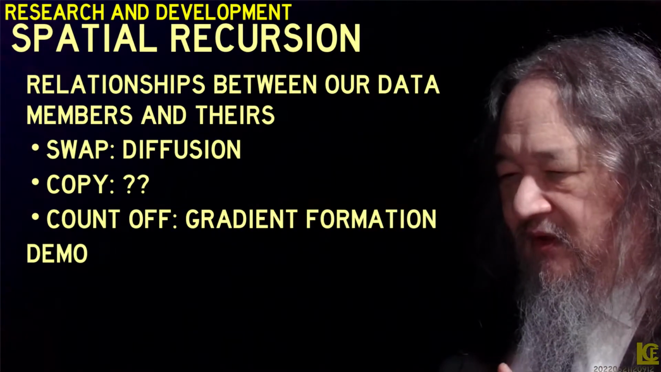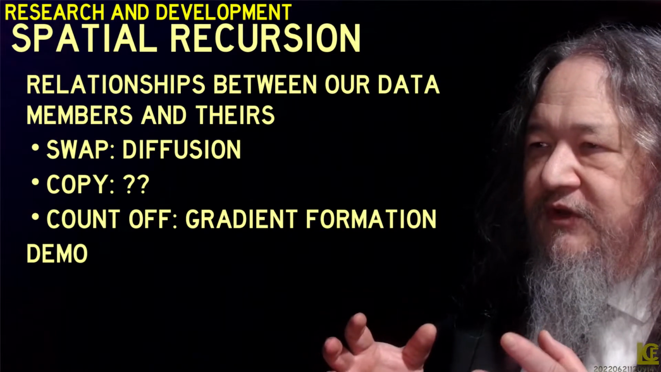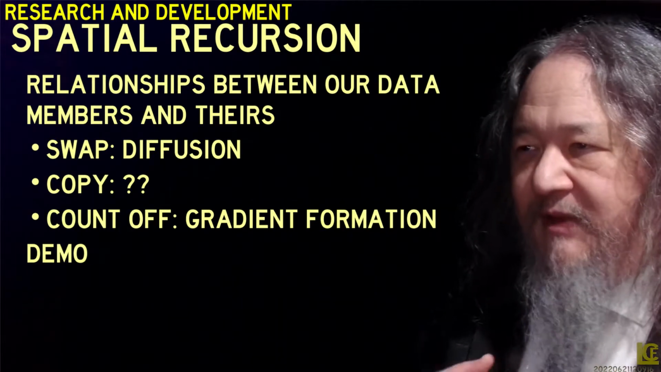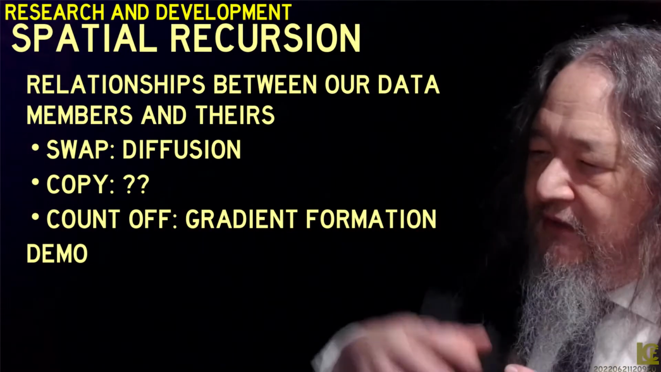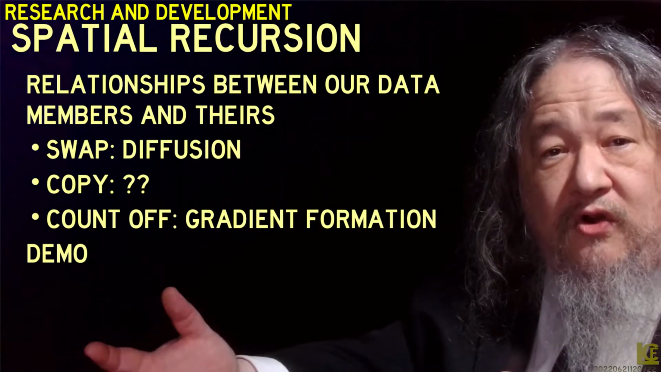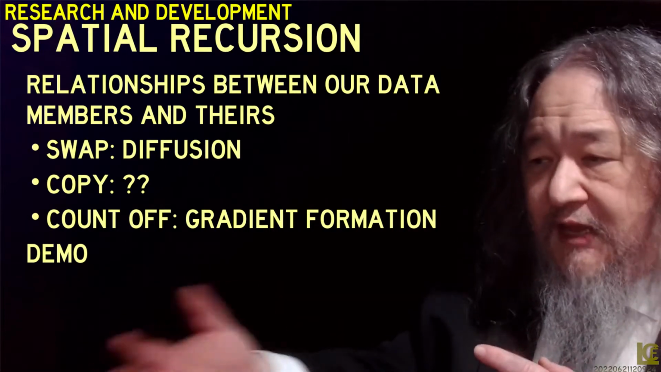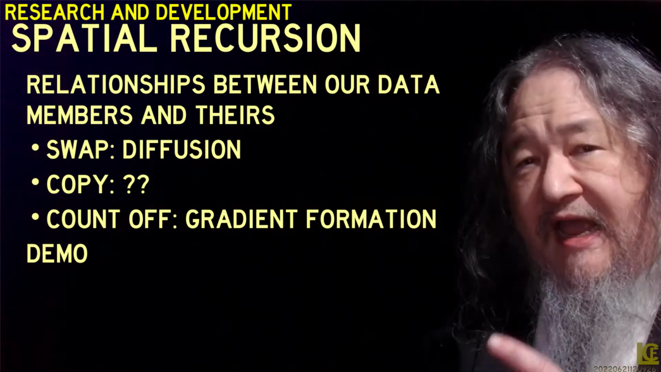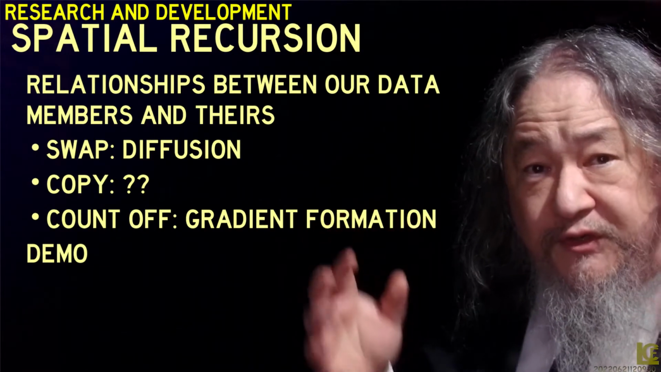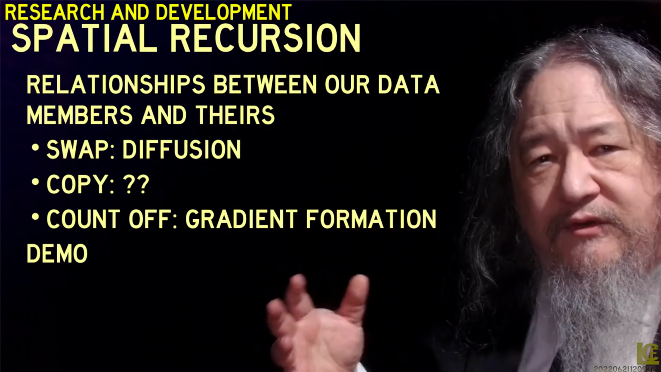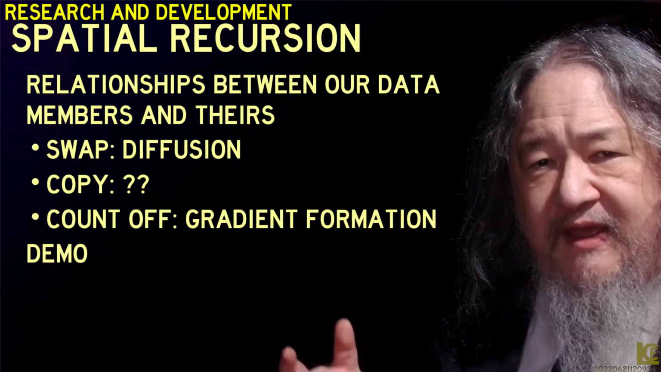So in general, it seems to me that there are relationships between our data members and theirs. So, I am a Hard Cell 3 atom. I look out to my neighborhood. I see another Hard Cell 3 atom. Well, hey, you're like me. You have the same data members I do. I have a data member called hop count. You have a data member called hop count. What should we do about it? Depending on what you do about it, you get all of these different behaviors.